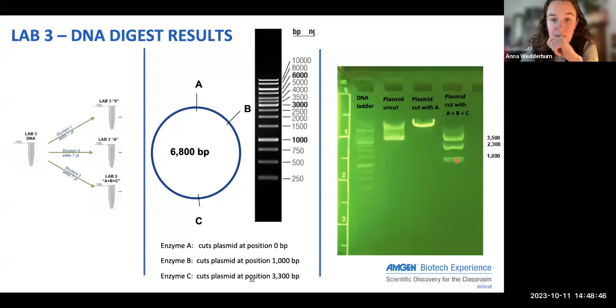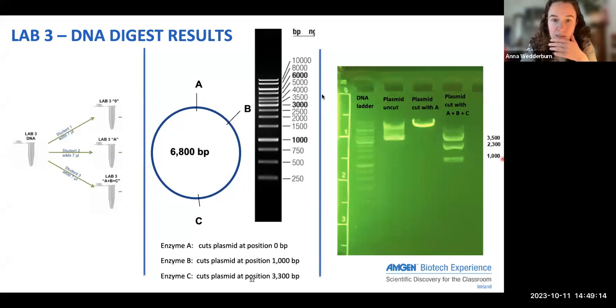So we've got the 1,000 base pair, which I said first, that's between A and B. Then we've got the 2,300 base pairs line, which is here. And that's between B and C. And then we've got 3,500 base pairs here. And that's between C and A. I hope that makes sense to you. So the reason 1,000 is down here is because, as we said earlier, the smaller pieces travel through the gel faster than the bigger pieces.